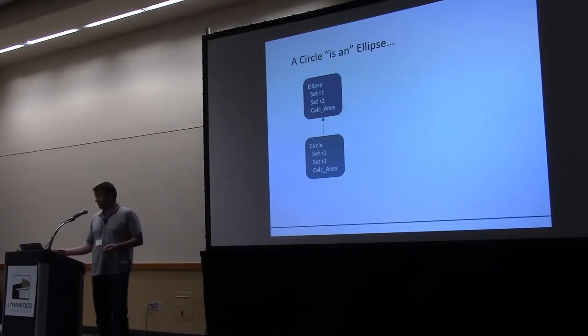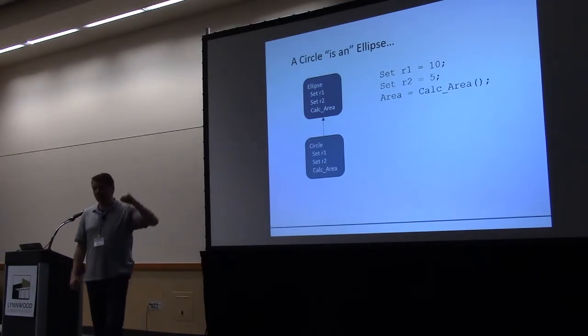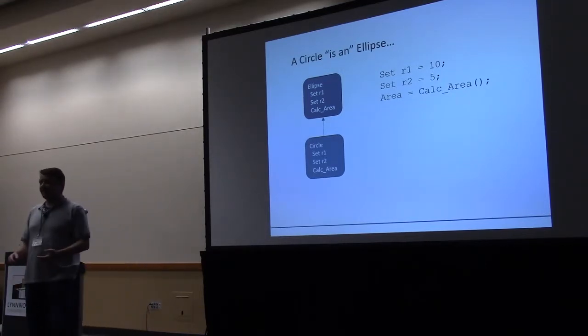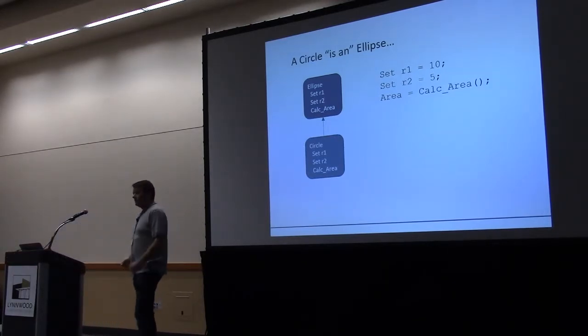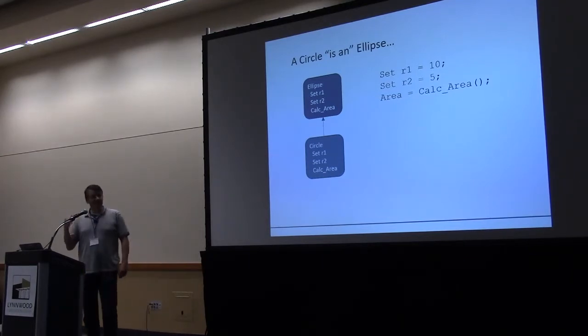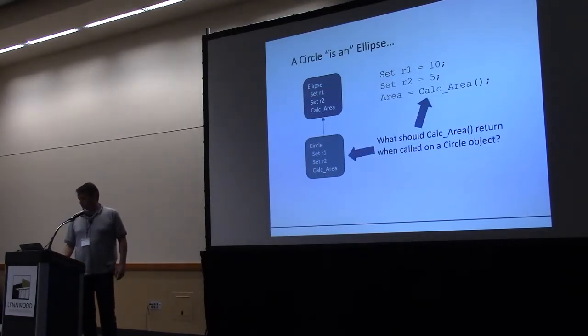Is that a problem? I've never seen a circle that has two different radiuses. So what would the expected behavior be of this circle object? If somebody writes code that essentially sets radius 1 to 10, sets radius 2 to 5, and calculates the area, what's the answer going to be? You don't really know. That's valid code, but if that operation is done on a circle object, it's not very clear exactly what we're supposed to be getting. Incidentally, this is a well-known problem. You can look it up. It's called the circle ellipse problem.